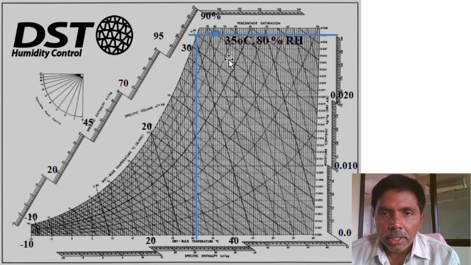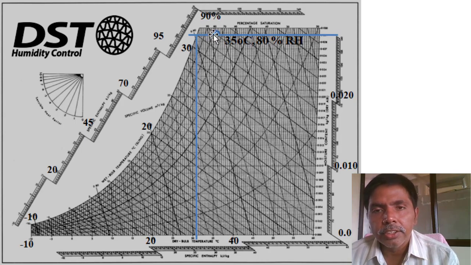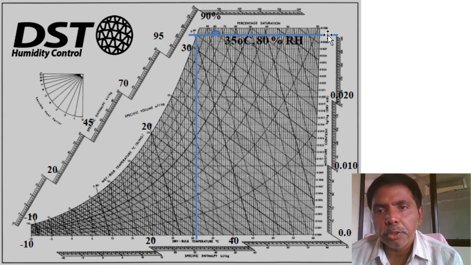You see, this is the 35 degrees centigrade line and 80 relative humidity. 100, 90, 80. This is the 80 relative humidity. Where it is intersected here, maximum specific humidity is 0.030. It is 0.029 kg of vapor per kg of air.